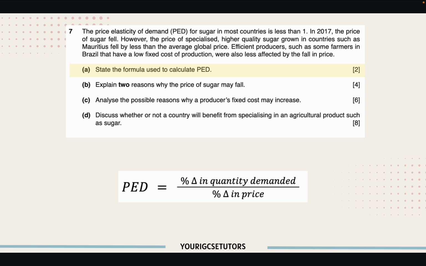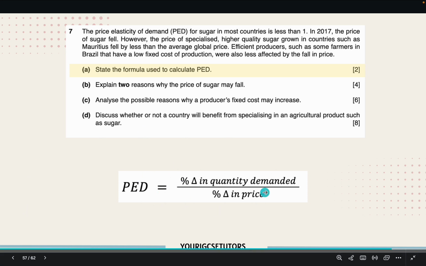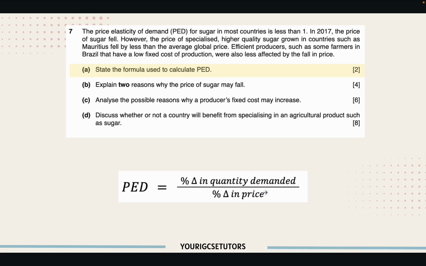Question A. State the formula used to calculate PED. Okay, so this question is relatively straightforward, and this is the formula if you don't already know, but you should know this by now. It's one of the basic formulas. And one thing that you have to note for this formula is the percentage change. And yeah, that's all. And you will get 2 marks.